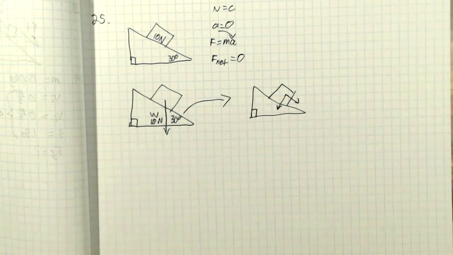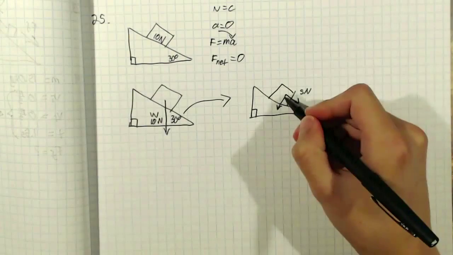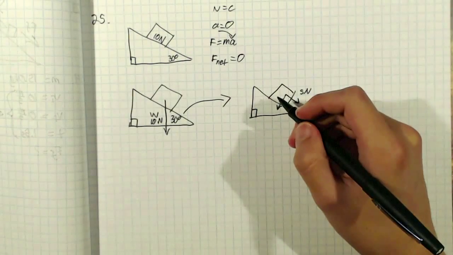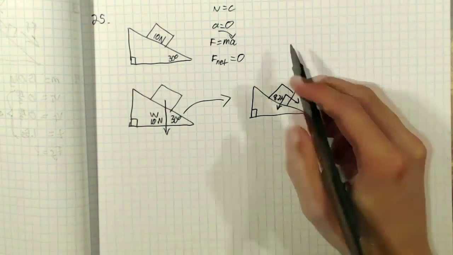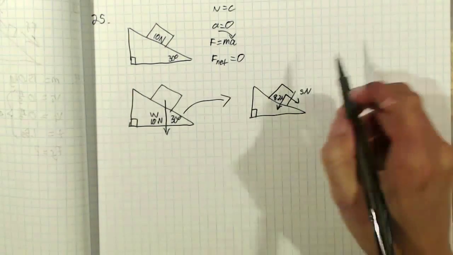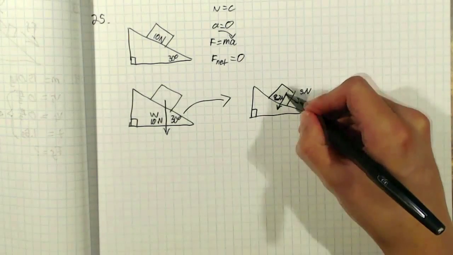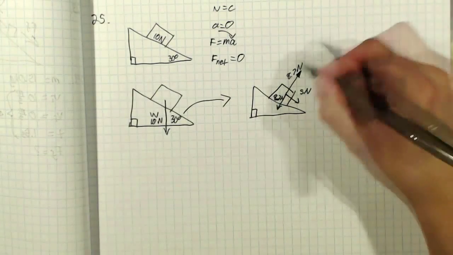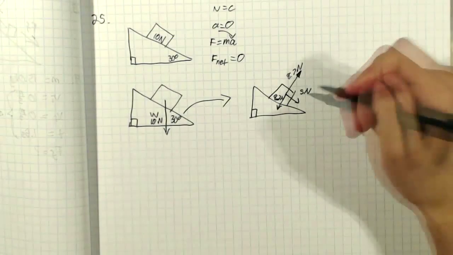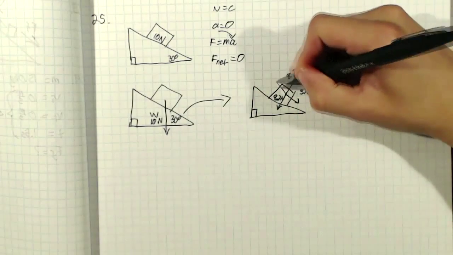And our weight down the plane is going to be 10 sine 30, which is going to be 5 newtons. And our weight perpendicular to the plane is going to be 10 cosine 30, which is going to be 8.7 newtons. So now, since it's at a constant velocity, our net force has to be 0, which means all these forces have to be balanced. So the 8.7 newtons downward is going to be balanced by 8.7 newtons of normal force upwards, or perpendicular to the plane. And then the 5 newtons down the plane is going to be balanced by 5 newtons of friction up the plane.